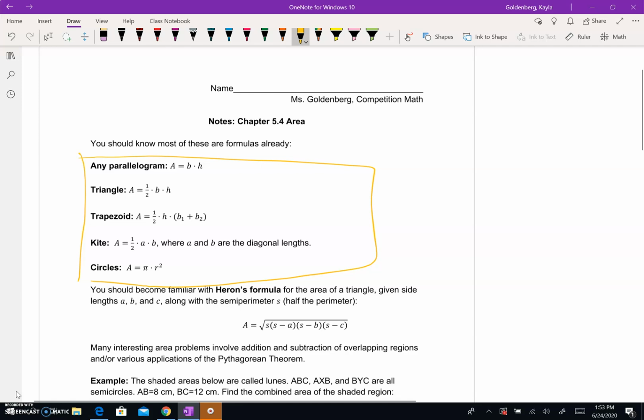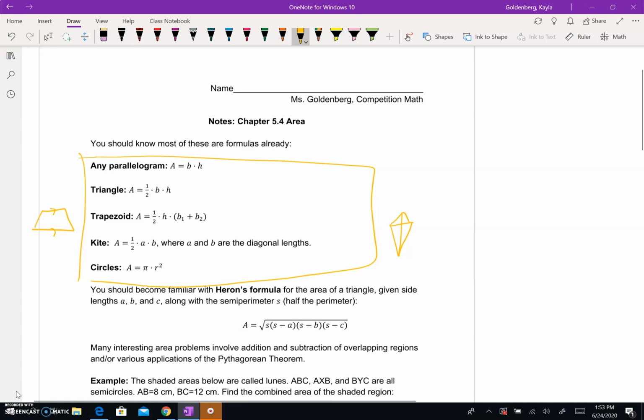Trapezoid has two bases, because remember you have those two bases that are parallel to each other, the smaller base and the bigger base. And then you have a kite, which has the area formula related to your diagonals, which are those two lines I drew, and that are typically what you think of as the sticks that hold a kite together. And of course circle, pi r squared.